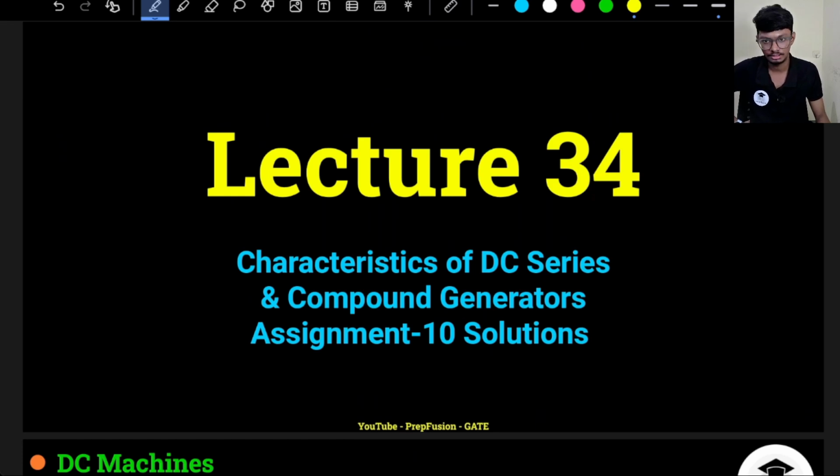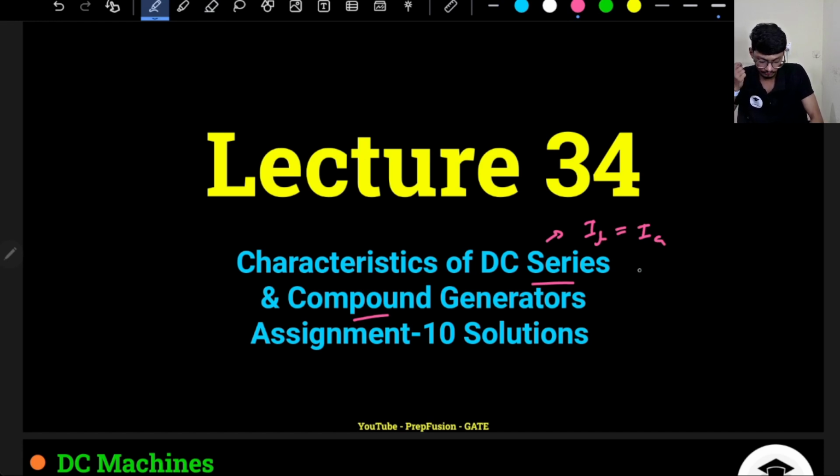So in this, let's discuss this characteristics. One thing before starting, for series and compound, the problem is that part of the field winding is connected in series, so my If is equal to Ia. Compound also has a shunt winding as well, so my flux is a function of load. If the load changes, the flux also will change. So if load is connected, then flux will change. Of course we cannot operate our shunt machine at no load. We will never operate our shunt machine at no load.